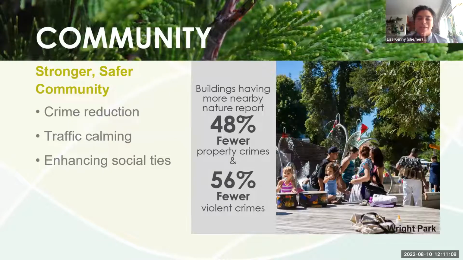And then of course, community. More green spaces and trees definitely contribute to stronger, more connected and safer communities. In terms of safety, there was a study that looked at public housing, in relation to infrastructure that supported more green space. And it showed that there was essentially a 56% reduction in violent crimes where buildings had adjacent trees and vegetation.